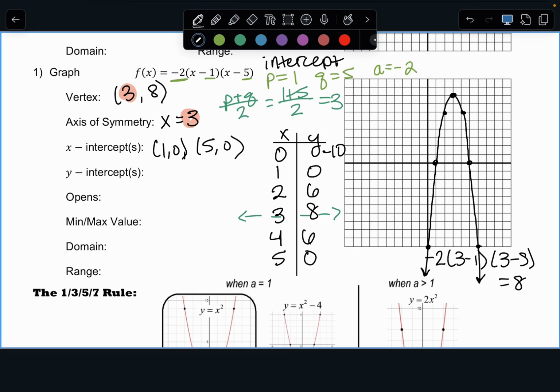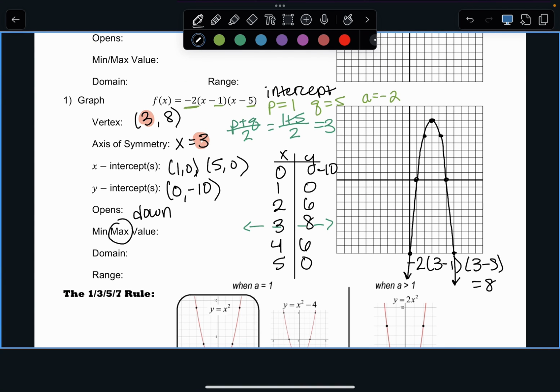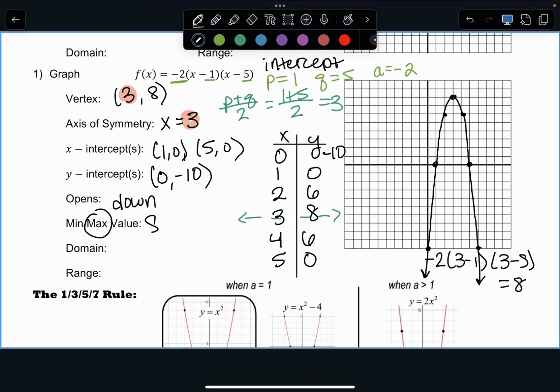Y-intercepts. What's my y-intercept? We just found it. 0, -10. Which direction does my graph open? Up or down? Down. That came from our -2 as our a value. If it opens down, is my vertex a maximum or a minimum? Maximum. It's the highest point. That value is 8. It gets as high as 8.